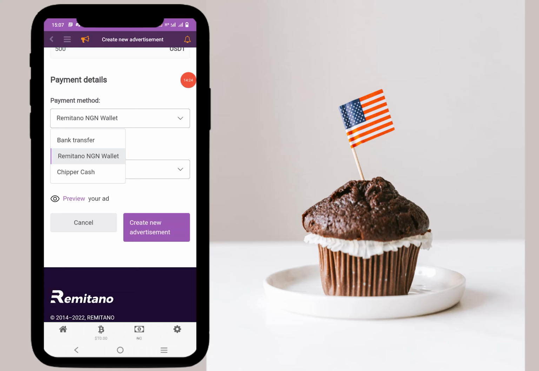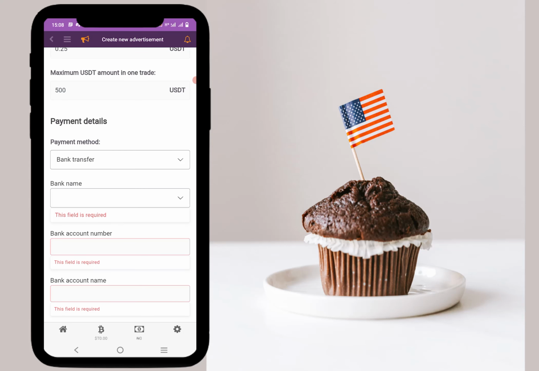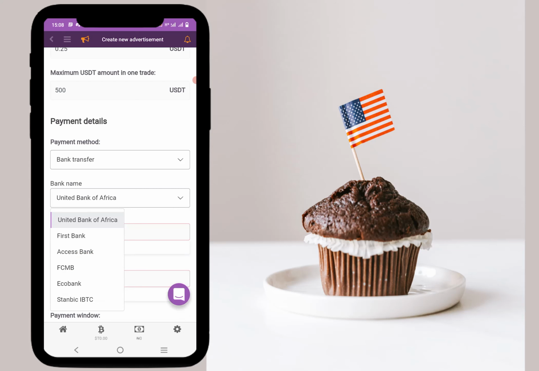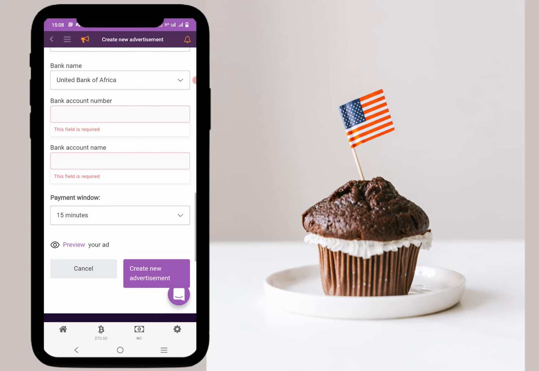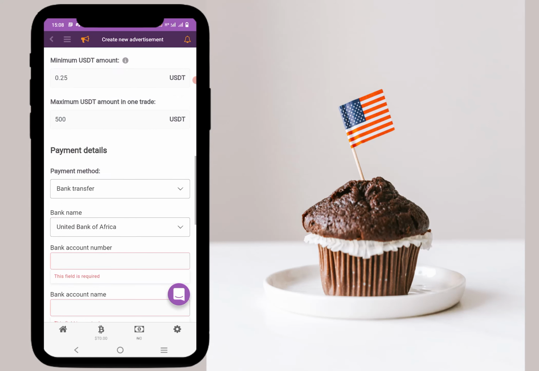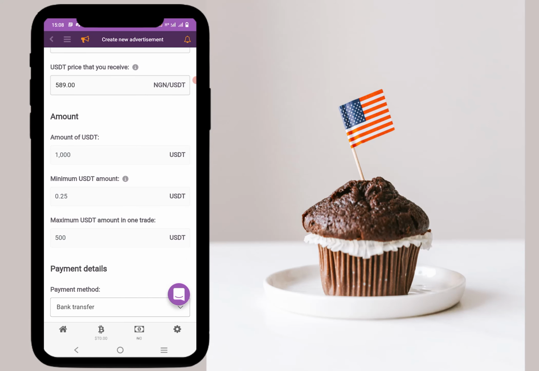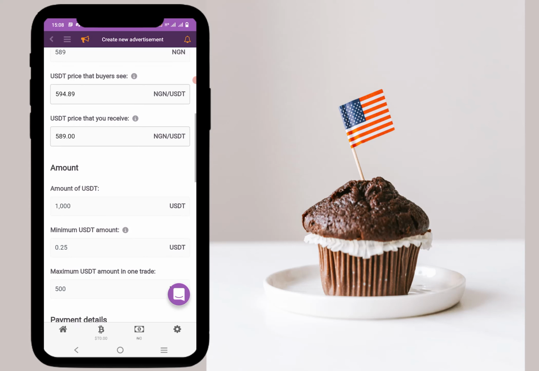If it is your bank account you want the money to go to, you put in the bank account, you choose your bank name and all that, the bank you want it to be. So once you're done typing, put in your account name, and then you click on create new advertisement. Now since you're the one selling your USDT to the person, you can be able to see the price there. So it's very simple and very straightforward.